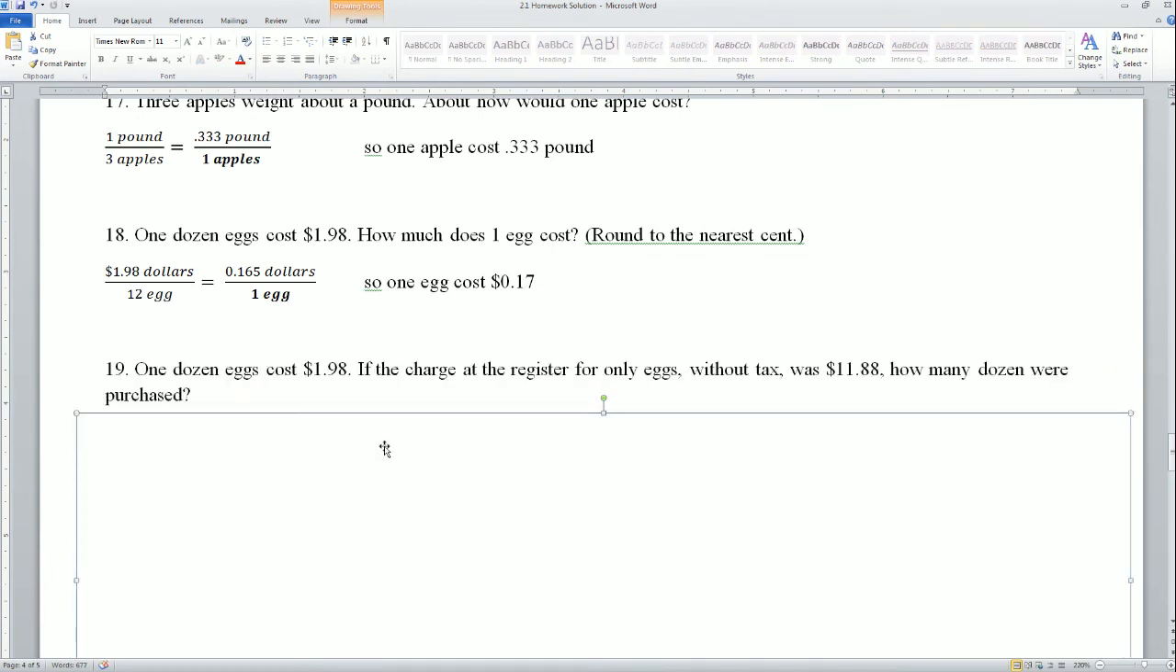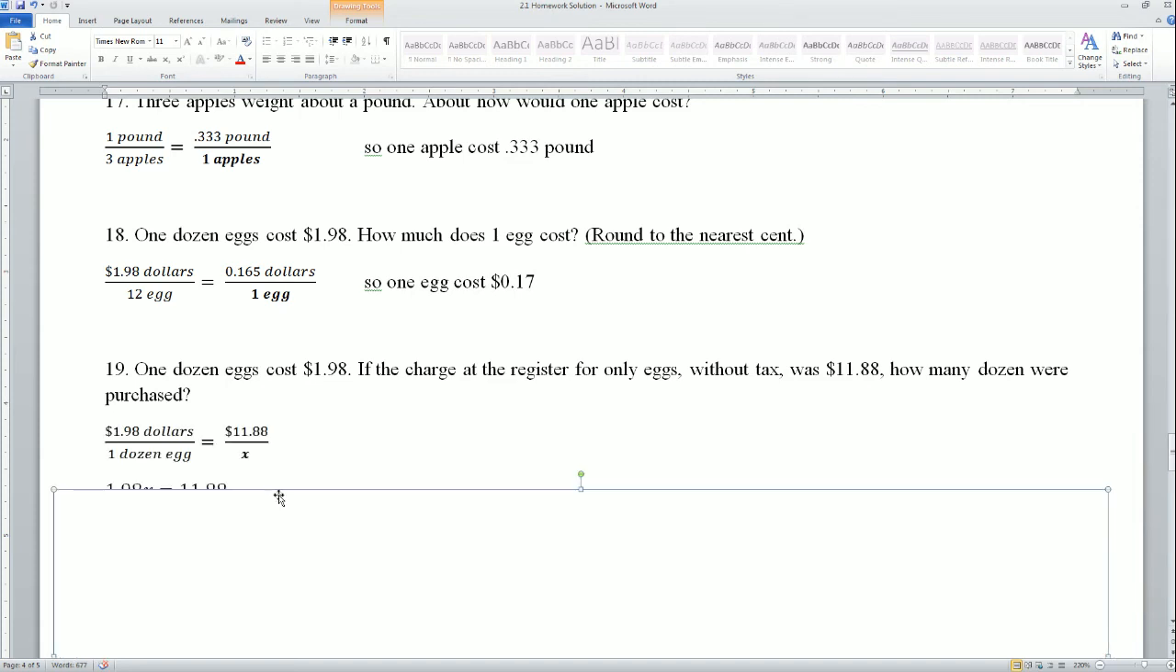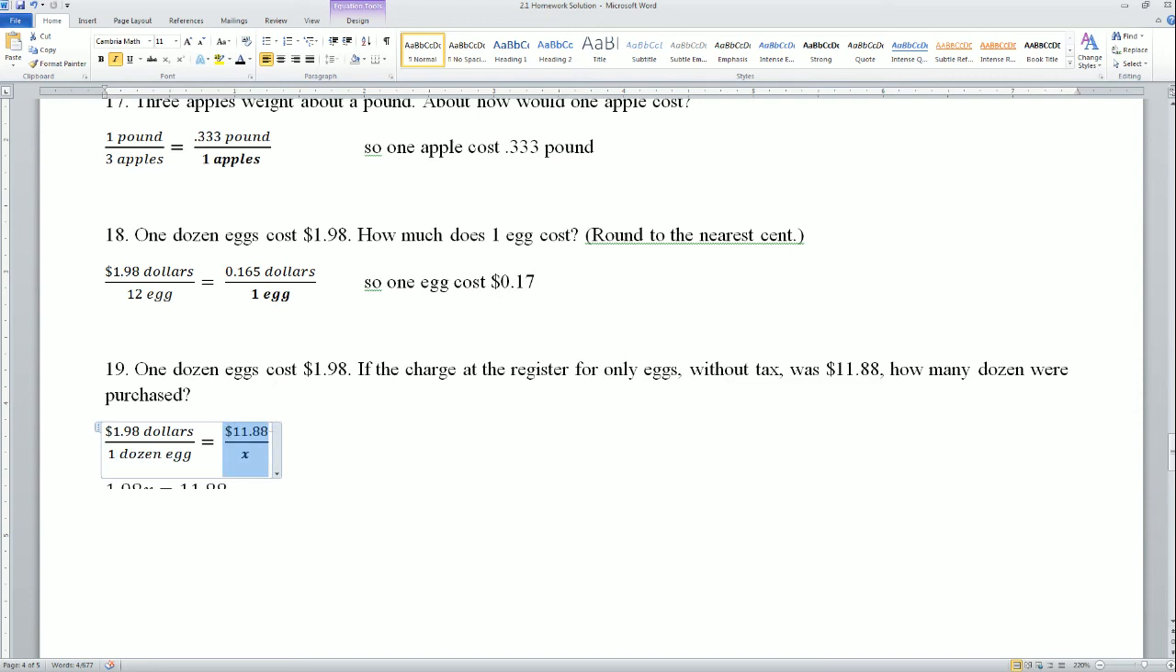19. One dozen eggs costs $1.98. If the charge at the register for only eggs without tax is $11.88, how many dozens were purchased? A little bit weird. Here you have to cross multiply, right? You have $1.98 for one dozen eggs. Your total price was $11.88, but you do not know how many dozen. You see, this is how many dozen. You don't know that. That's why I put the variable of x.